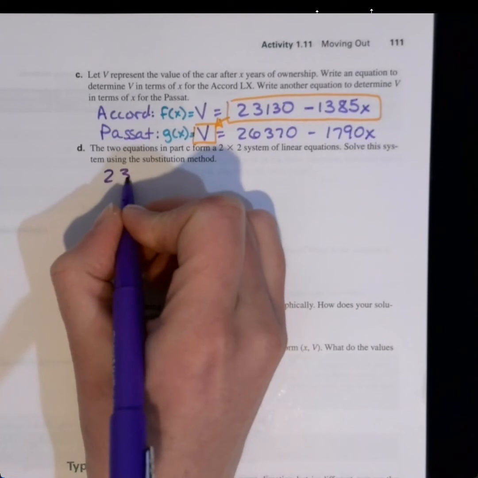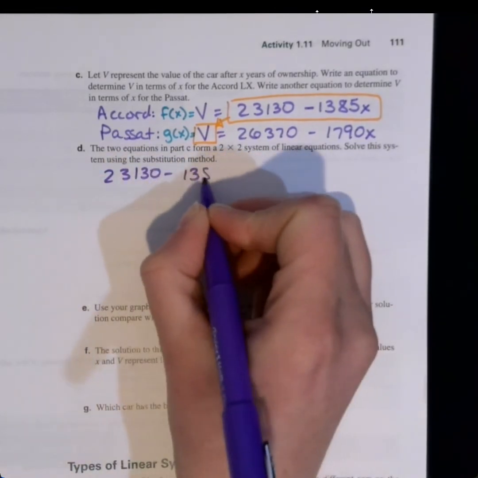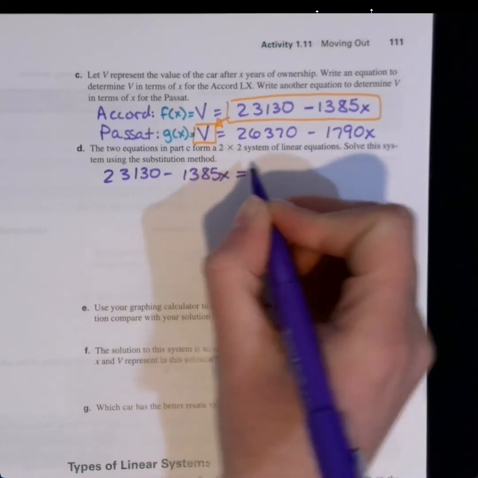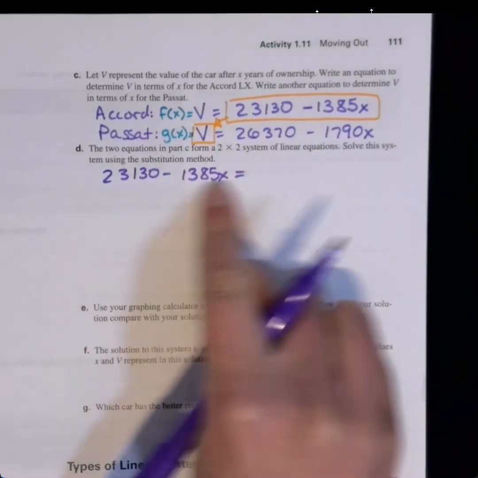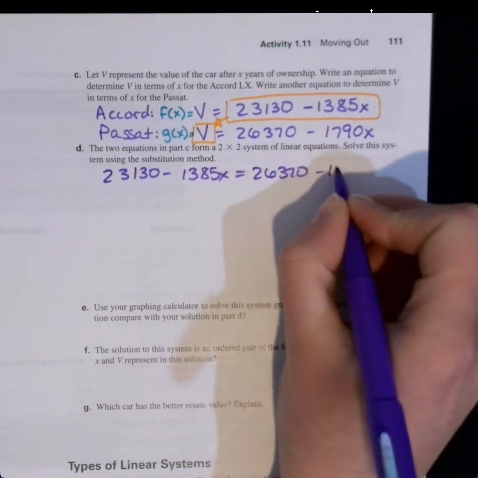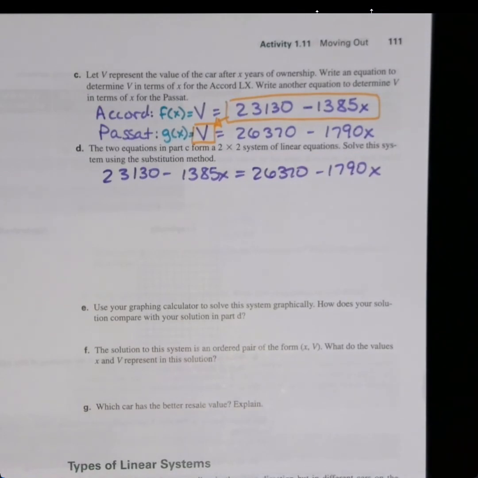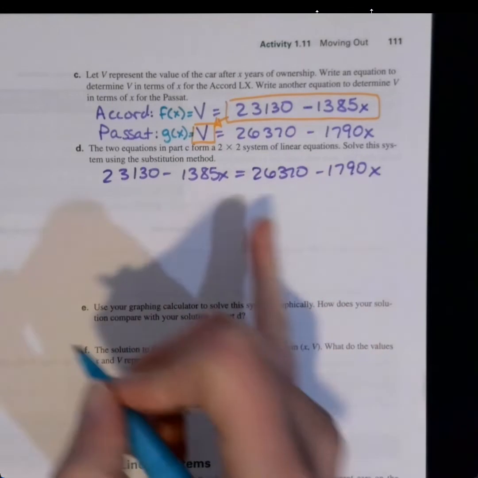So 23,130 minus 1,385x equals, that's right here in for V, equals 26,370 minus 1,790x. Now we solve.